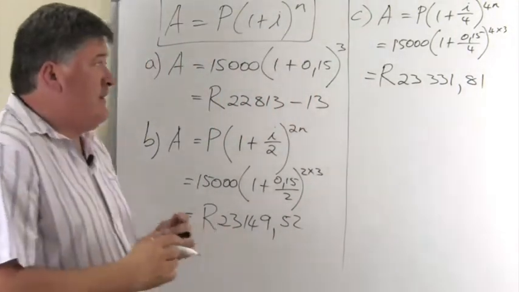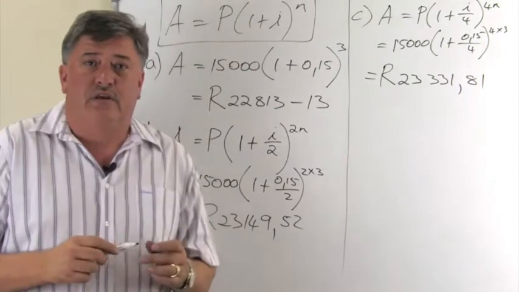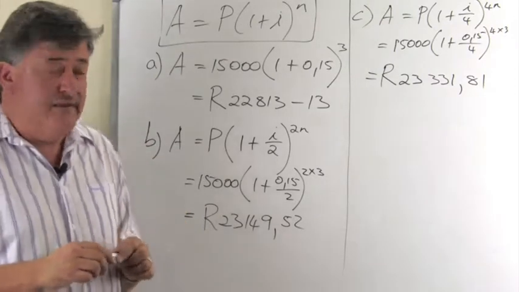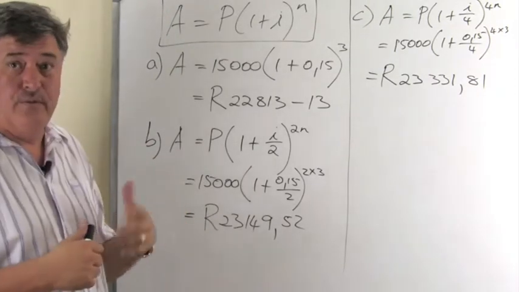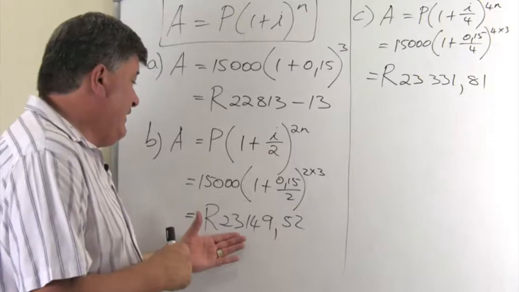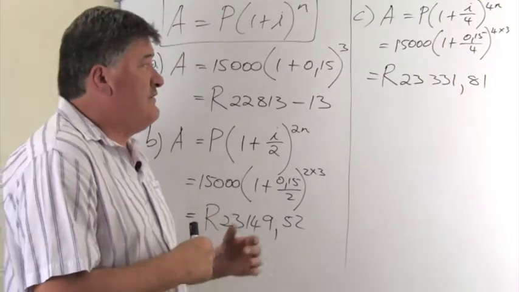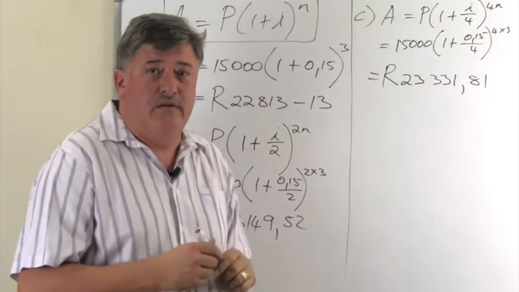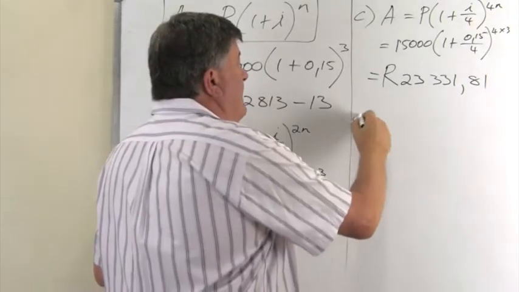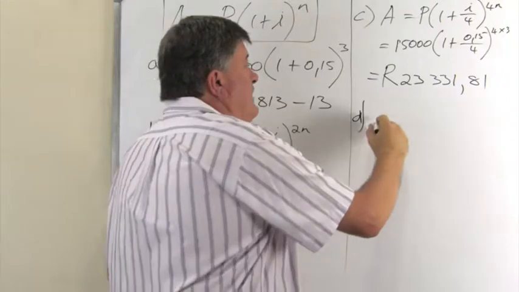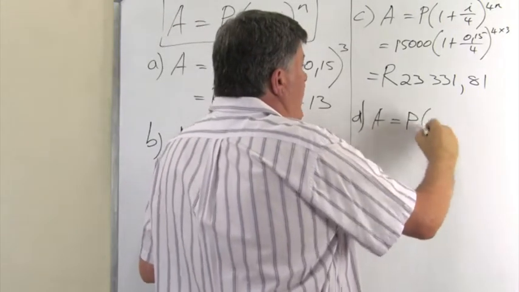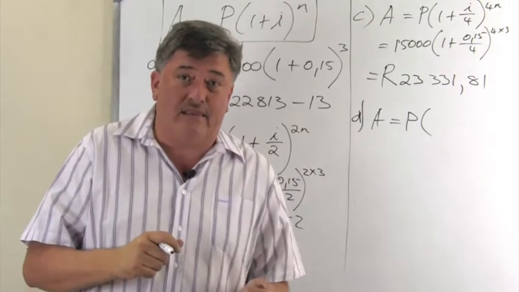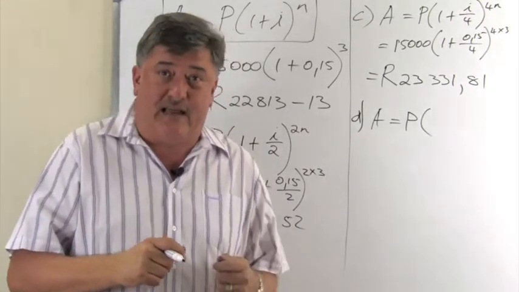So you can see the increase is not a lot of money, but of course it is more, and more is better, né? Because it's money in your pocket when you invest money. So 23,149, 23,331. Let's now look at the last part of this question, and that is where we're going to compound this interest monthly. So that means 12 times a year.